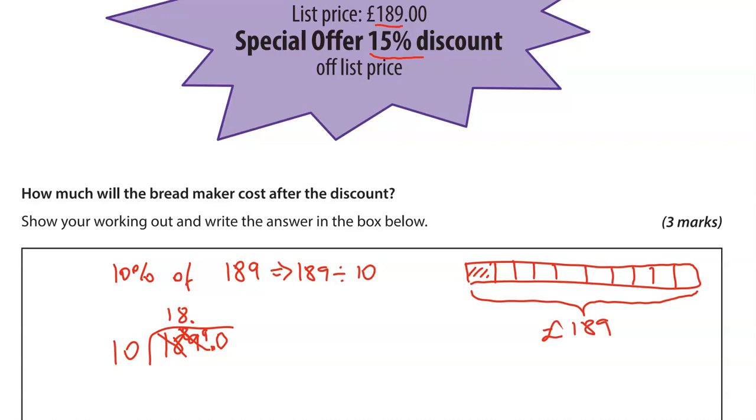So how many 10s now into 90 is the question? That is 9 of them, because 9 times 10 is 90. So 18.9 is 10% of 189. 5% is half of the 10% amount. So what we can do is divide 18.9 by 2 to give us 5%.